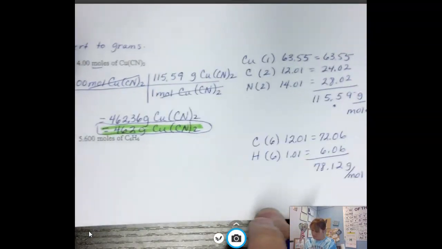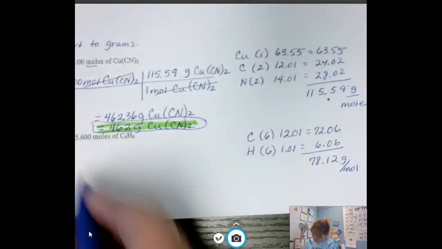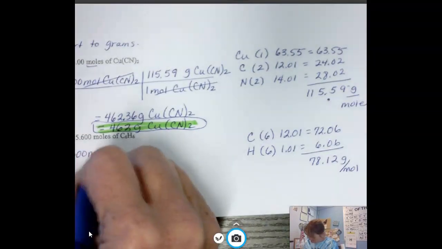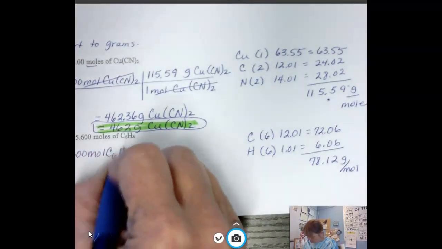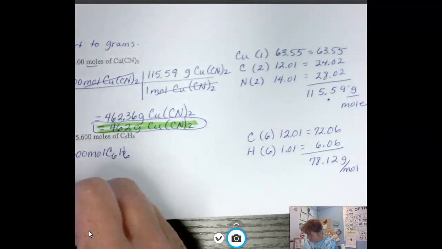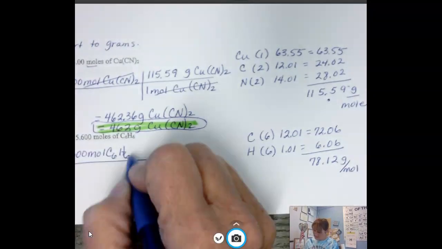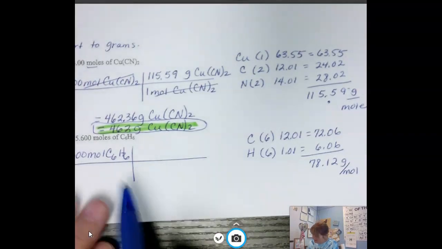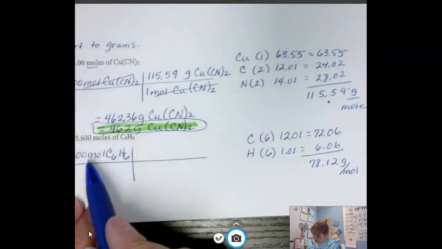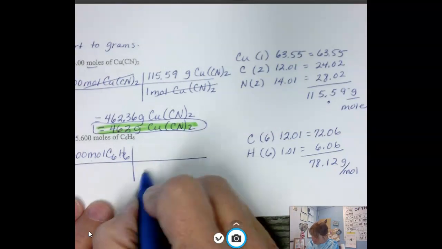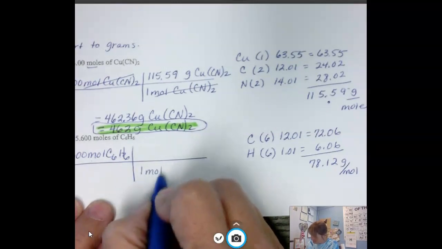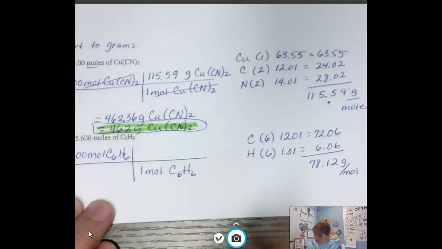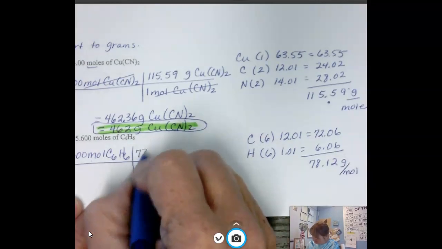So let's go back to our problem. So I have 5.600 moles. And let's see, that'd be hexane or hexene. Not sure which one right off without thinking about it. But again, moles. So we have the 1 mole. It's going to go in the denominator, and your mass goes on the top.